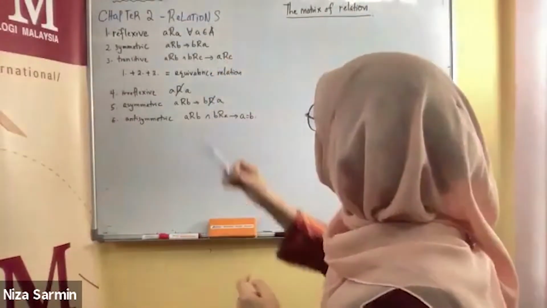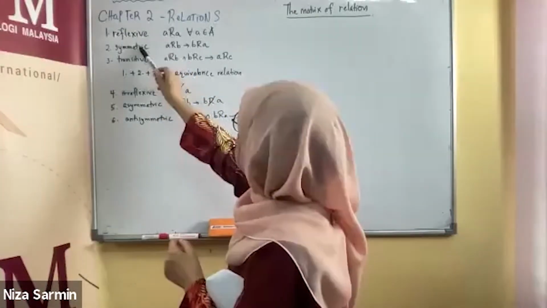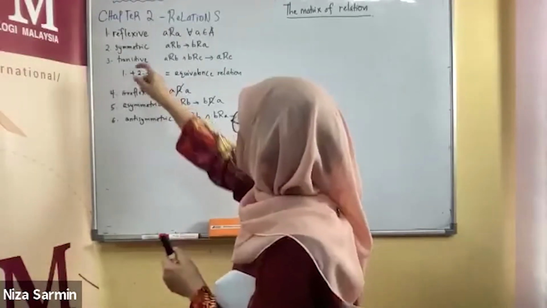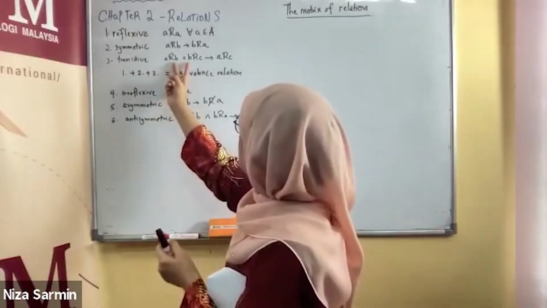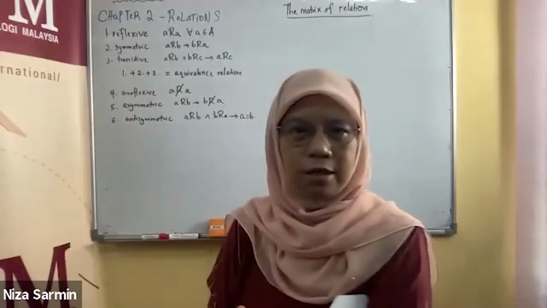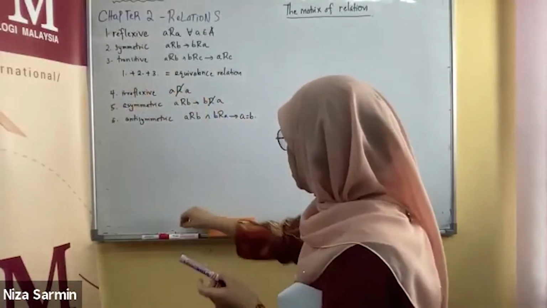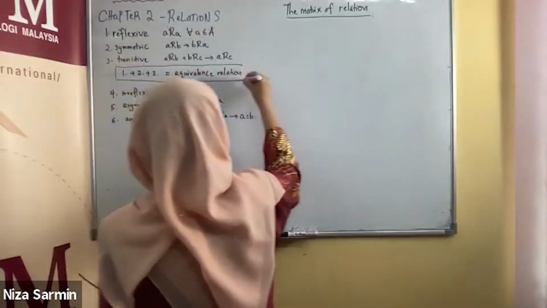Okay, so last class, which is yesterday, we looked at relations, right? Reflexive: you have to have ARA. Symmetric: if you have ARB, you have to have BRA. Transitive: if you have ARB and BRC, meaning you match up the B, then you have to have ARC. And if you have those three, then we have the equivalence relation, right?